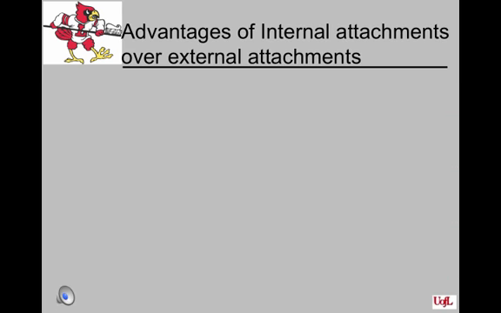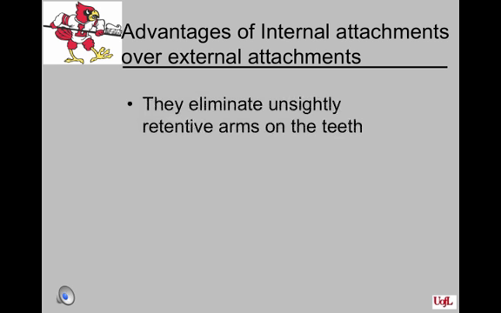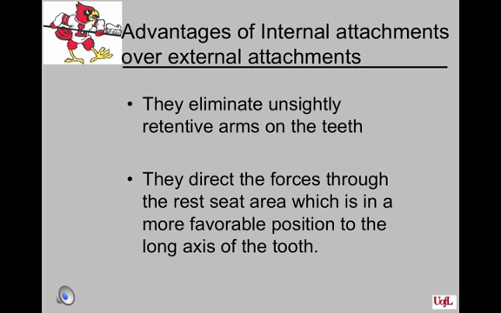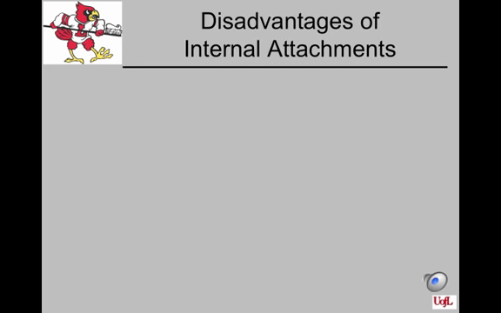The advantages of the internal attachments over the external attachments are: 1, they eliminate unsightly retentive arms on the teeth, so they're very aesthetic. 2, they direct the forces through the rest seat area, which is in a more favorable position to the long axis of the tooth. There are more disadvantages of internal attachments than advantages.